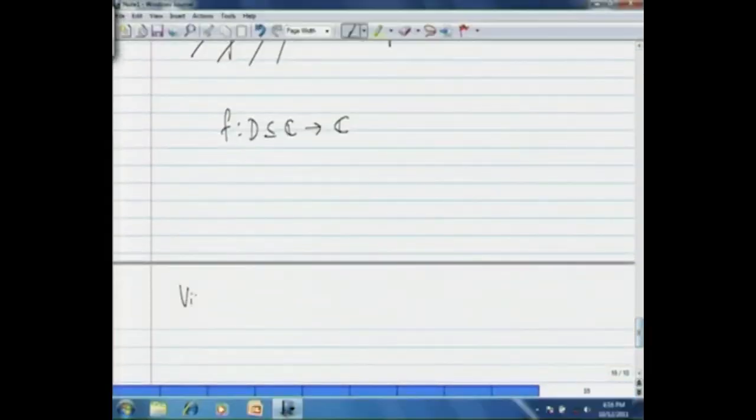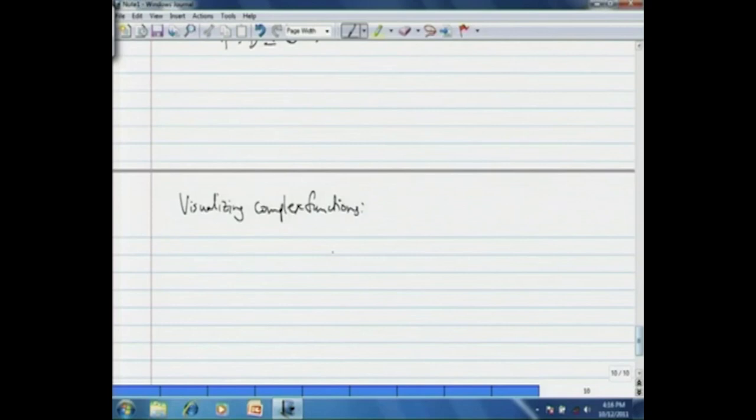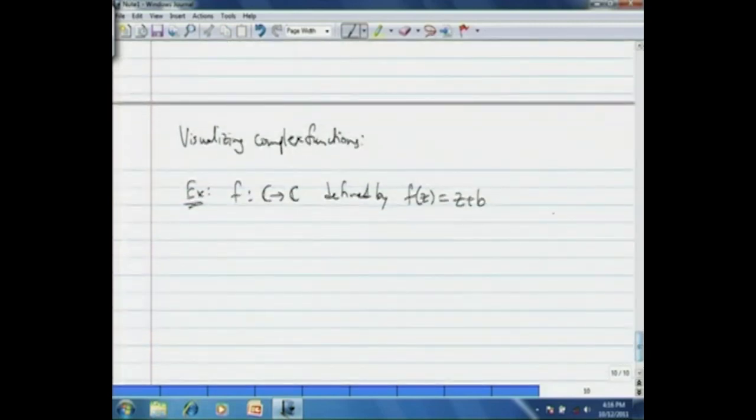Visualizing complex functions. Let us consider f from C to C defined by f of z equals z plus b, a simple example. Here b is a fixed complex number.